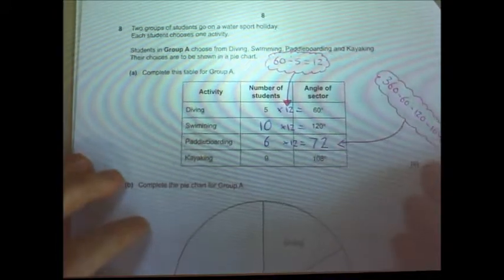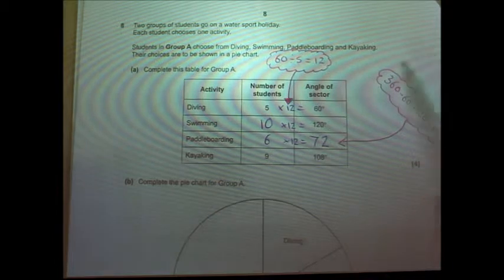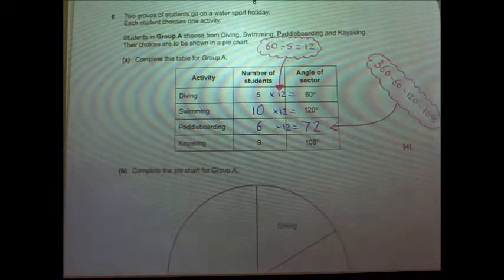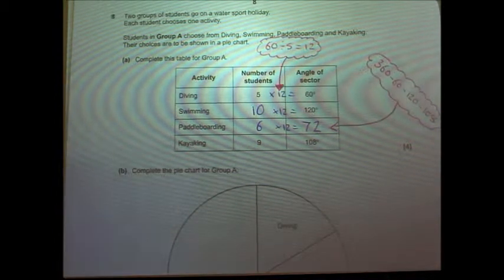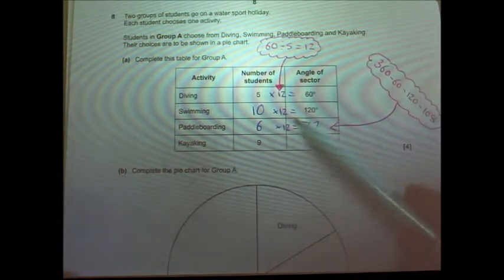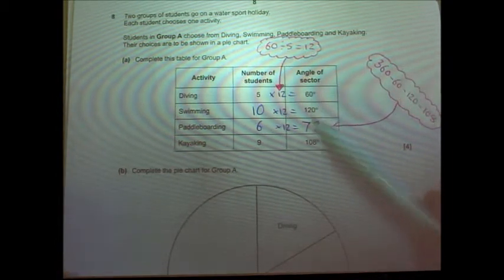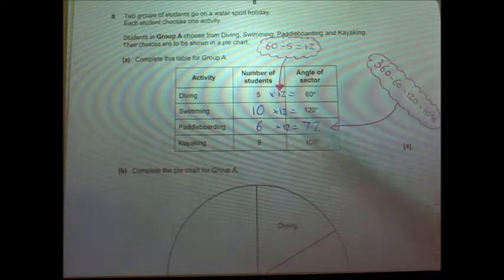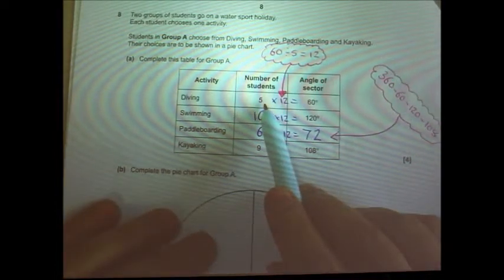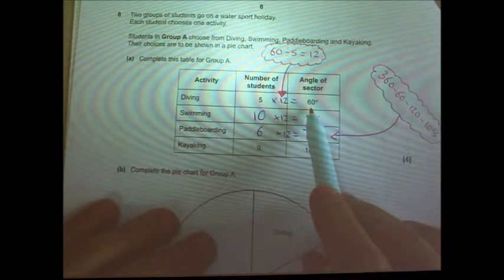Next question. Question 8. 2 groups of students go on a water sport holiday. Each student chooses one activity, so they can choose from diving, swimming, paddleboarding, or kayaking. Students in Group A choose, and I'll just read them out, and their choices are shown in a pie chart. So complete the table. First of all, we're going to complete the table. So 5 students chose diving, and that gives us 60 degrees.